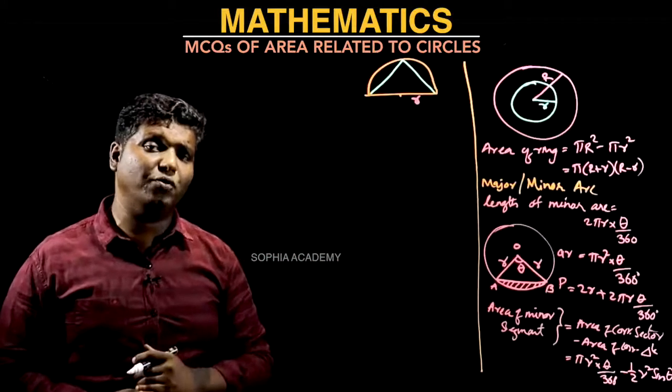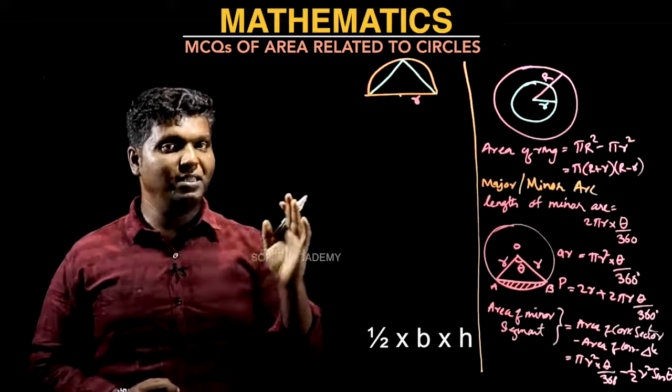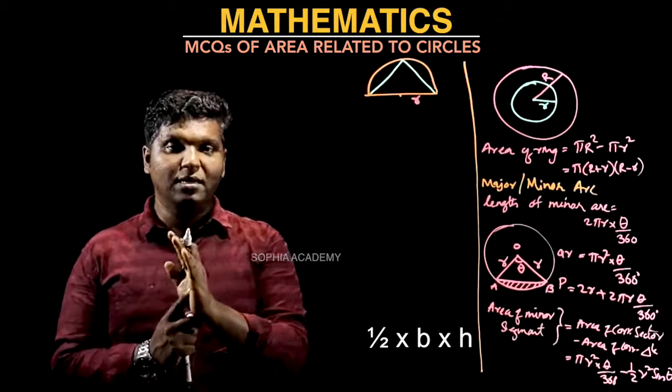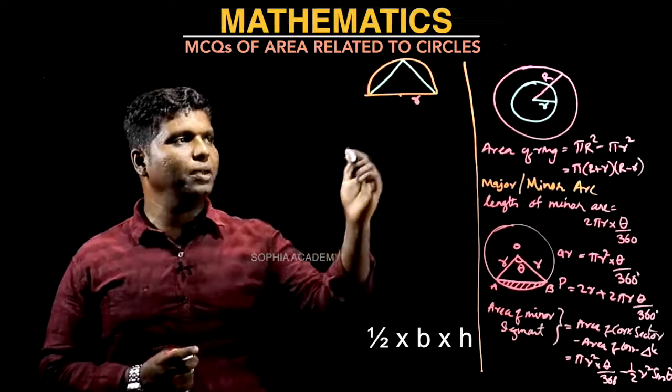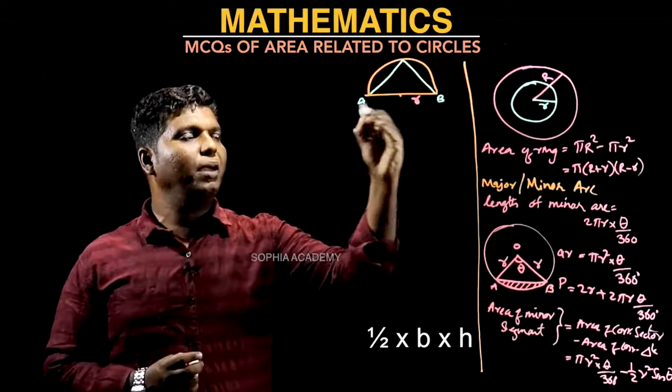What is the equation to find the area of the triangle? It is half BH, half into base into height. So what about base and height? If you know base and height, you can find the area of any triangle. So tell me, what is the base of this one? This is the base, right? Just take it as AB. So AB is the base.